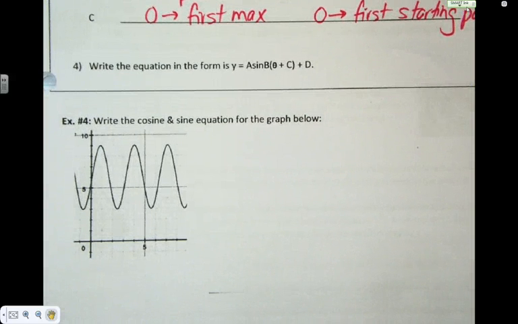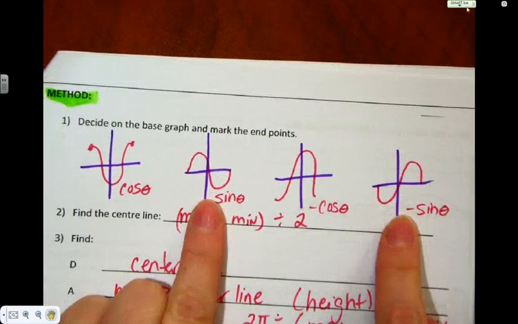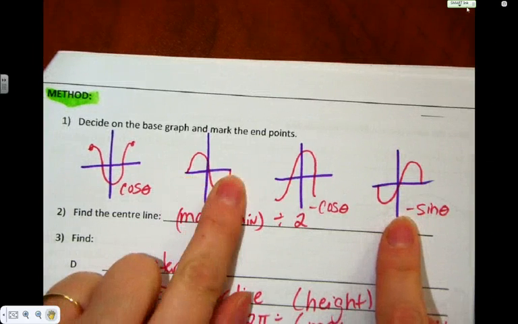Questions ask for both a cosine and a sine. Which one do you want to do first? Okay, so if we go to a sine graph, you can pick either one of these. It doesn't matter. The key is that it starts at the center line and ends at the center line.